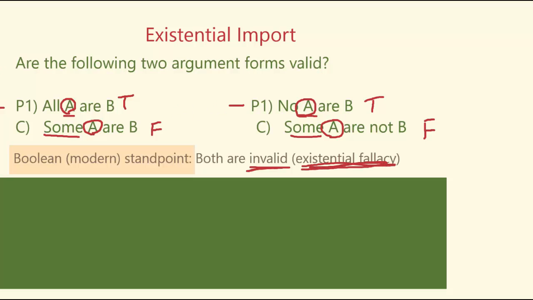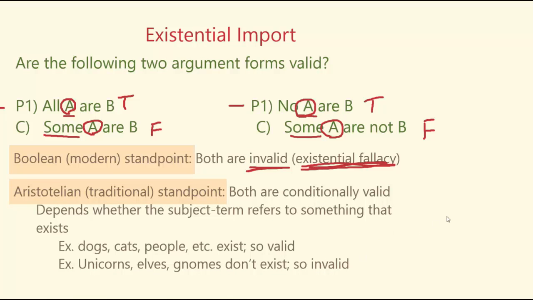Now things are different if we take the traditional Aristotelian standpoint. And before we know the subject matter that we're talking about, we say these arguments are conditionally valid. We say that they're conditionally valid because their validity depends on the condition of whether the thing in the subject term refers to an actual object that exists.